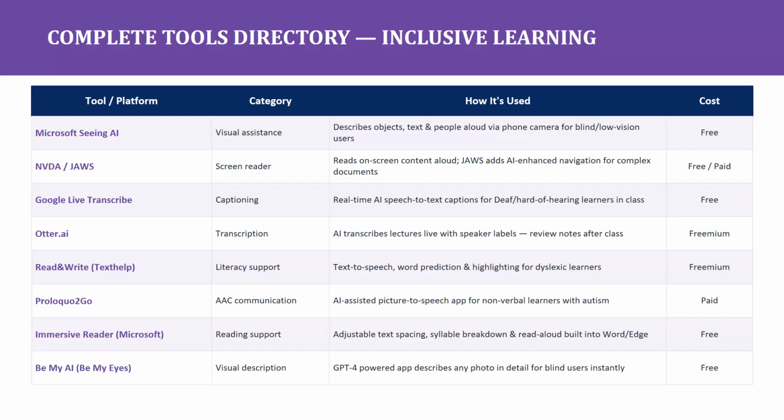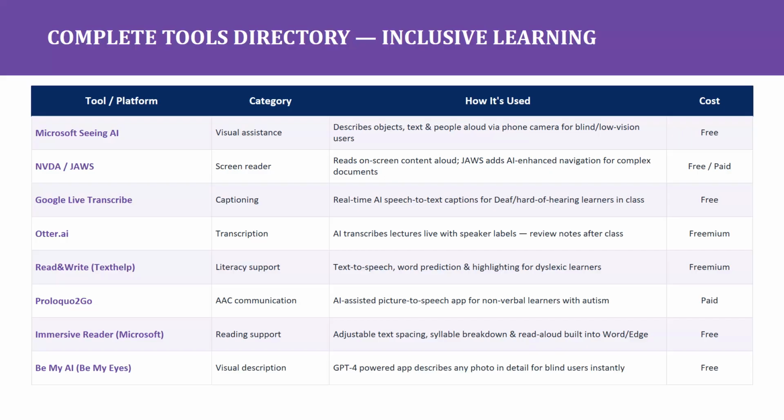They are normally used for supporting reading, that is adjustable text spacing, syllable breakdown, and reading aloud. They build into word edges. You also have the AI tool called Be My AI or Be My Eyes. That is the one that supports the visual descriptions.